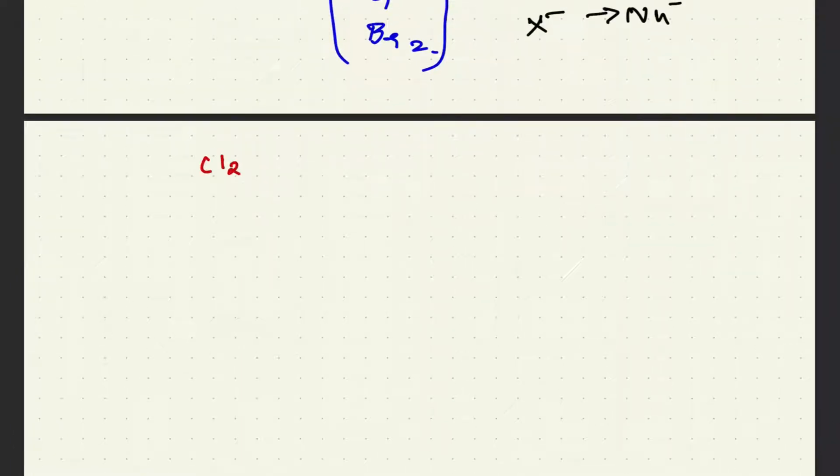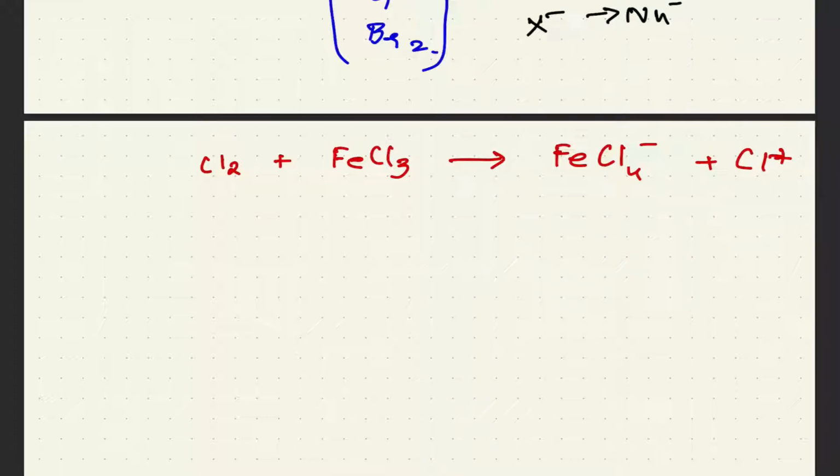The Cl2, let's say if we have Cl2 and FeCl3, FeCl3 being a Lewis acid, it accepts Cl minus, and you get FeCl4 minus, and then Cl plus. Okay.